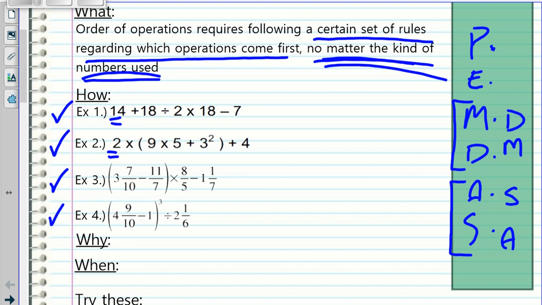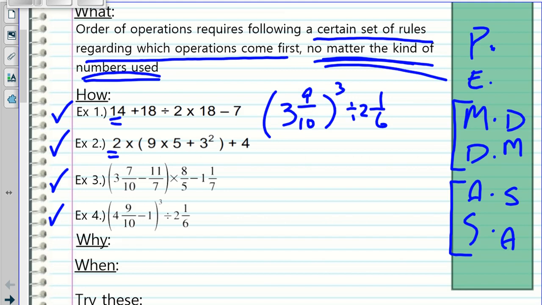Now, I really like this question, but let's see where this takes us. So, 4 and 9/10. So I'm going to do 4 and 9/10 minus 1. Now, I'm not going to be mad at you if you just do 4 minus 1 here, because that's really what it is. All right, so 3 and 9/10. Now, to the third power, that's interesting. So, to the third power, what does that mean?